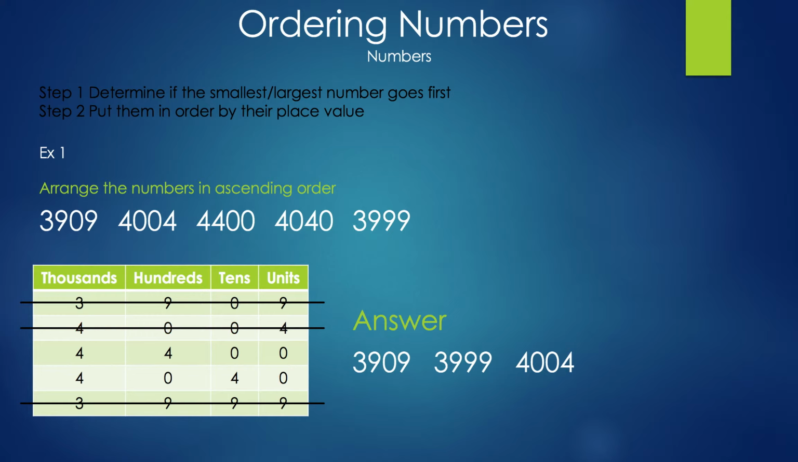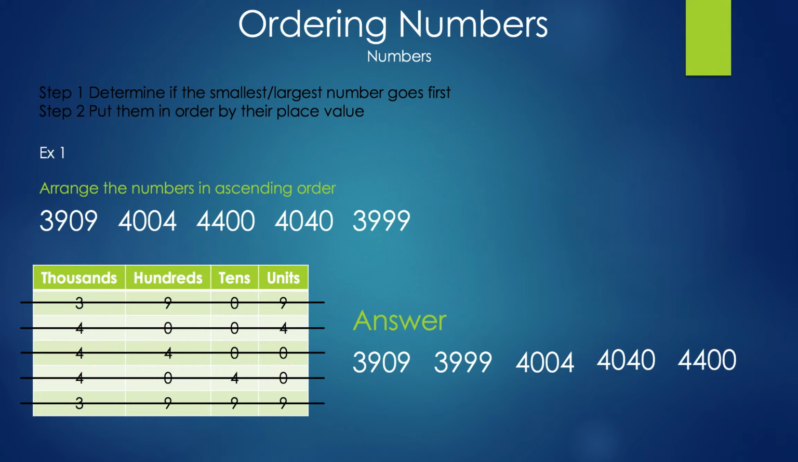So now we need to look at the thousands place value, both the same. And once again, we're going ascending, so we need to find the smallest one. So it's 0, and now we know the number which we have. Now we cross it off, put it in the answer, and we have 1 more left. So we don't have to compare anything, so we can just cross it off, and you have your answer: 3,909, 3,999, 4,004, 4,040, and 4,400 is your answer in ascending order.